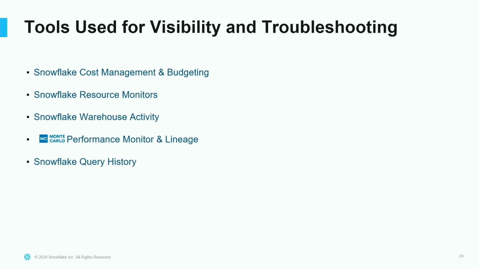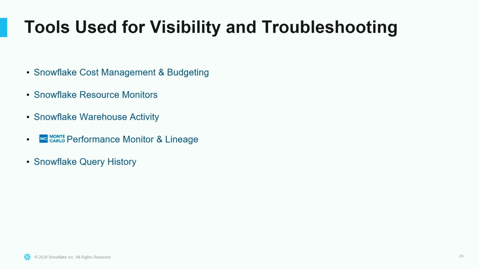And then we use a tool called Monte Carlo. We use this for data observability. And recently they introduced this performance monitor feature. It gives a good one-stop shop of visualizing where the bottlenecks of queries are and what are those downstream queries that are waiting on these queries that are running for a long time. It's just an easy to visualize tool for that, for the performance monitor feature.